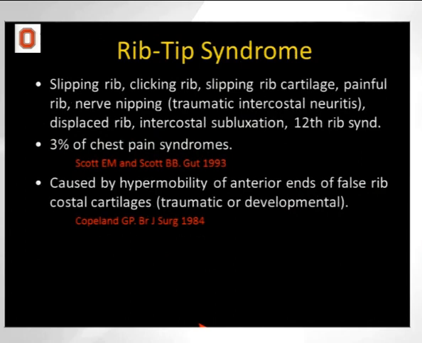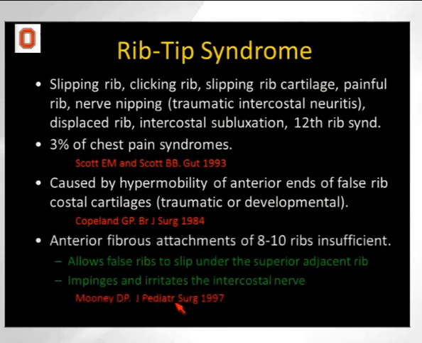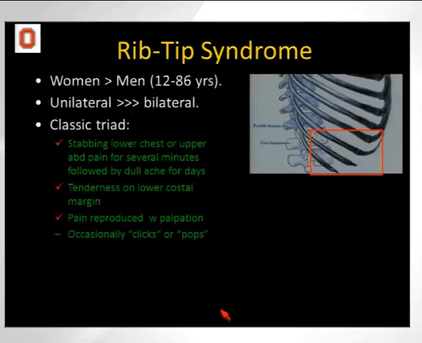Now, rib tip syndrome is something that clinicians are very aware of, but radiologists not so much. And notice that it goes by a number of different names. And it really constitutes a very small percentage of people with chest pain syndrome. And this is caused by hypermobility of ribs 11 and 12. And if you throw in insufficiency of the fibrous attachments of ribs 8 through 10, what can happen is that the floating ribs can then insert themselves underneath the adjacent superior rib and irritate the intercostal nerve.